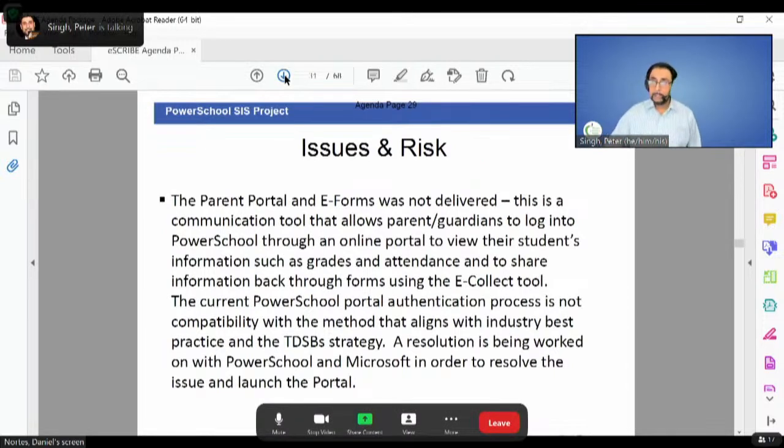And earlier, as I mentioned, we haven't been able to push the parent portal and eForms. The reason for that has been around the authentication piece, which is not in sync with what we have been running at TDSB. PowerSchool had a different way of doing it. So we have engaged PowerSchool and also, behind the scenes, the Microsoft team that works with PowerSchool on the tech part, to help sort this piece out for us, so we can have a resolution to this and start preparing the launch itself. Next slide, please.